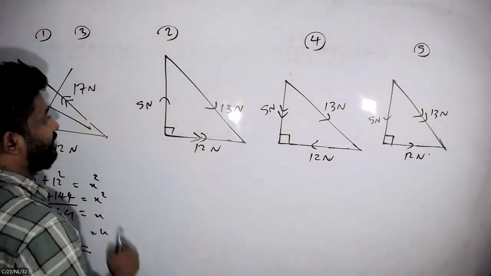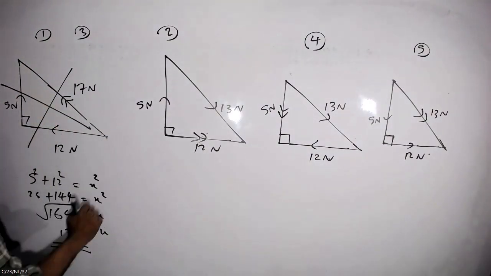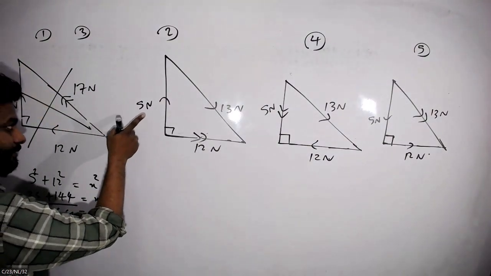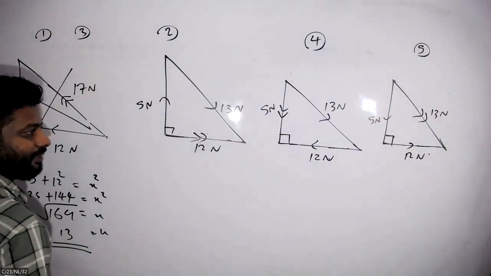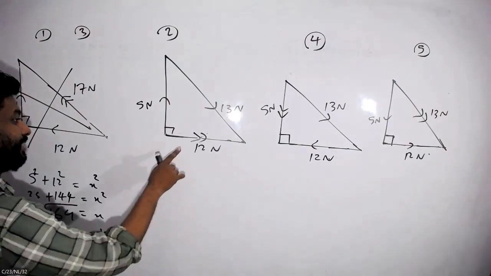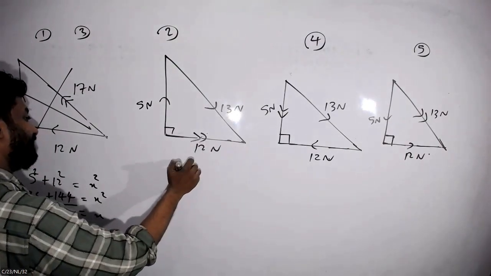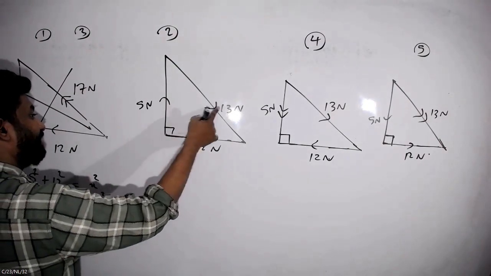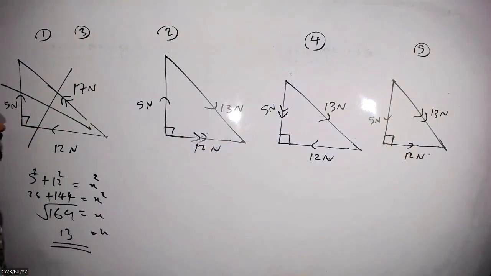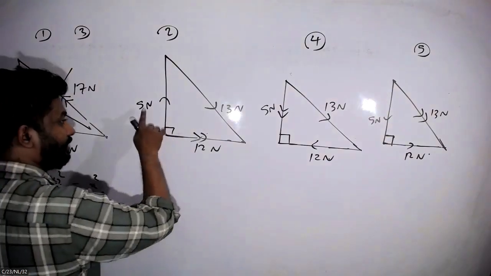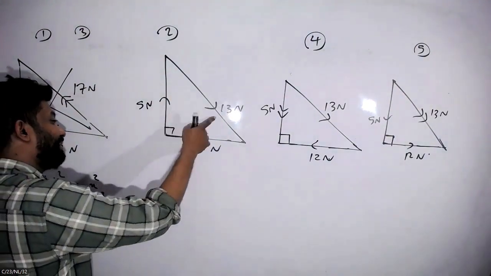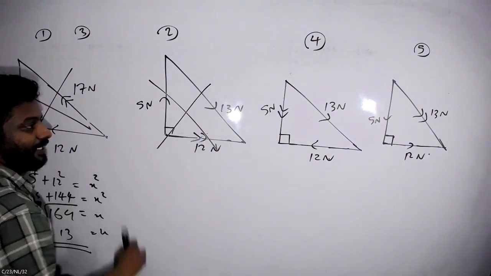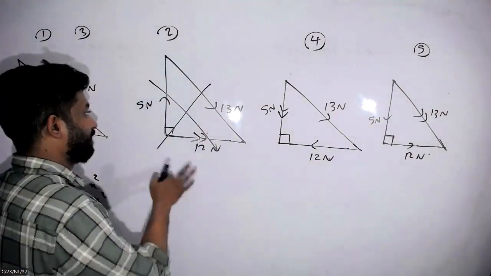Then let's see the second one. In the second diagram, they have represented 5 Newton and 13 Newton taken in the same order, in their magnitude and direction. Then this closing side represents the resultant of 5 Newton and 13 Newton. But in the question, you need to find the resultant of 5 and 12, not 5 and 13. This diagram represents the resultant of 5 and 13. You need to find the resultant of 5 and 12.